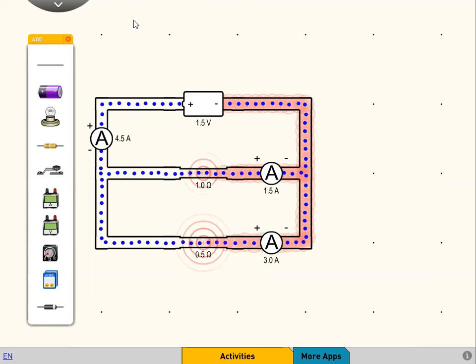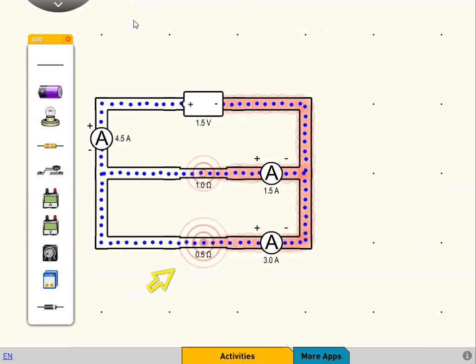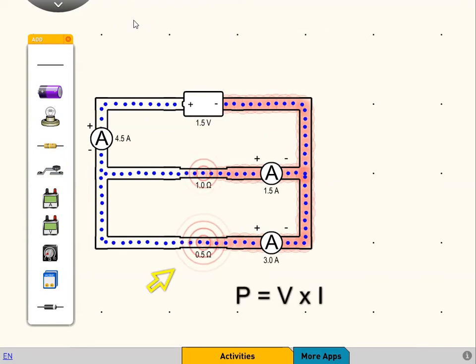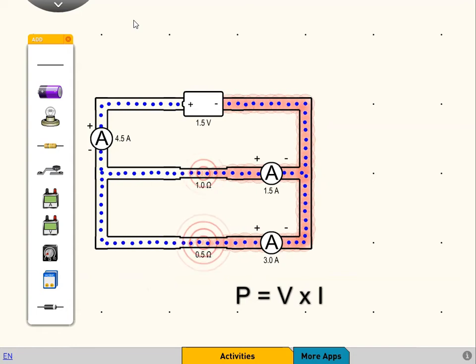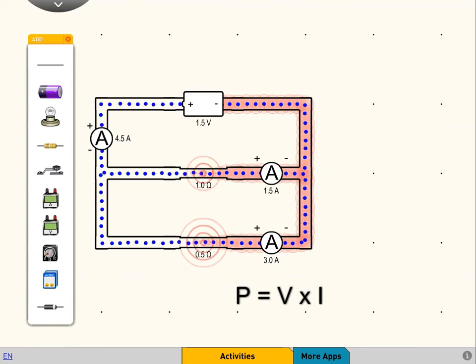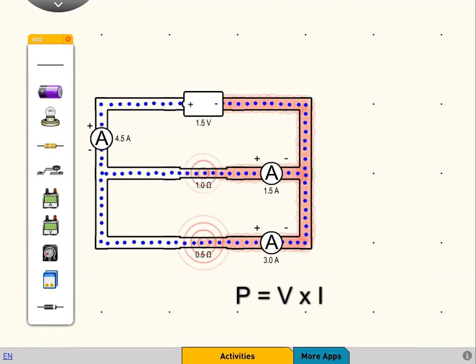And even better, if you look at this resistor, it should be easier to explain how P equals V times I. The amount of energy being given out by the resistor is the amount of energy per unit charge, V, times the rate at which the charges flow, I.